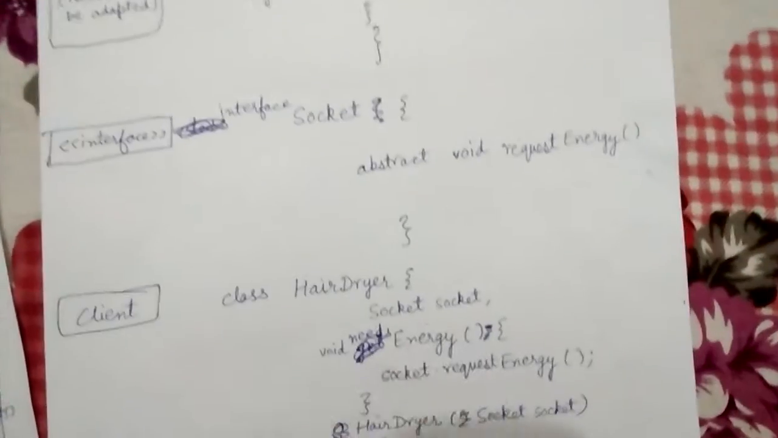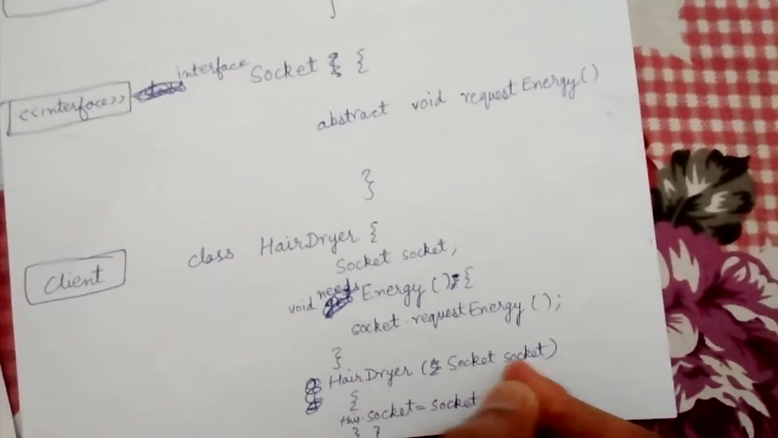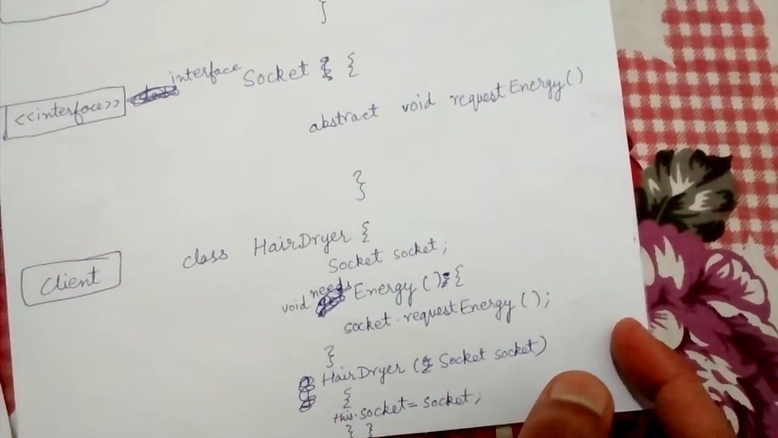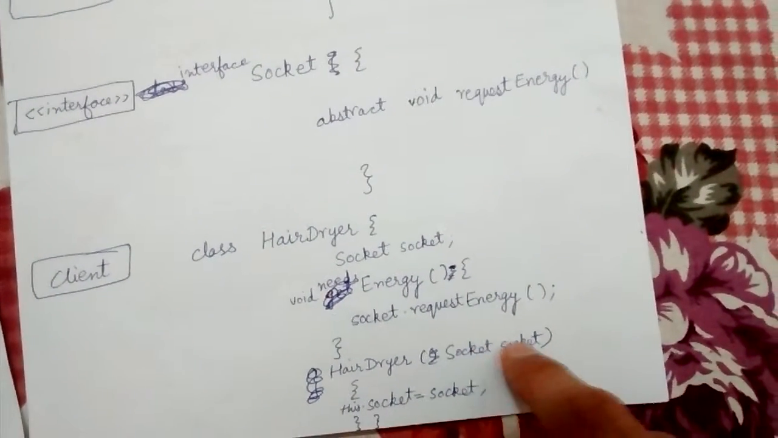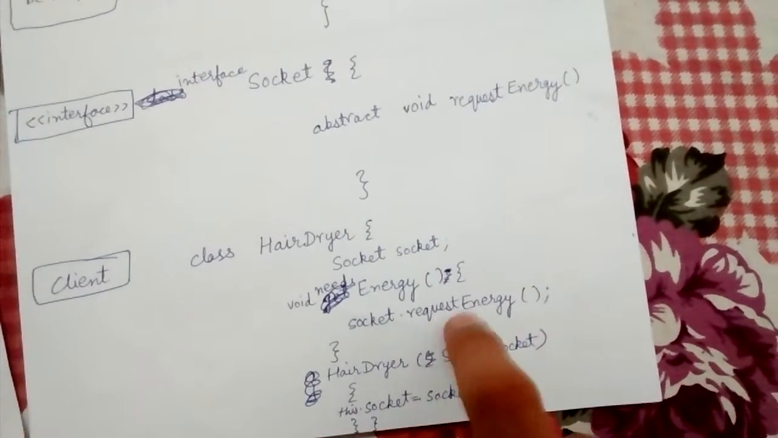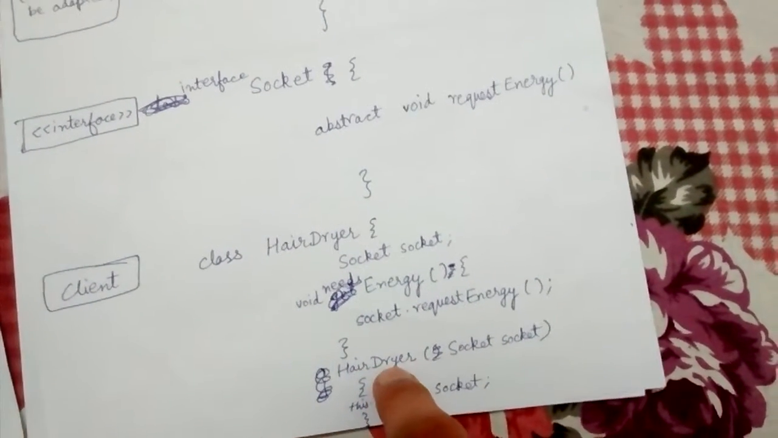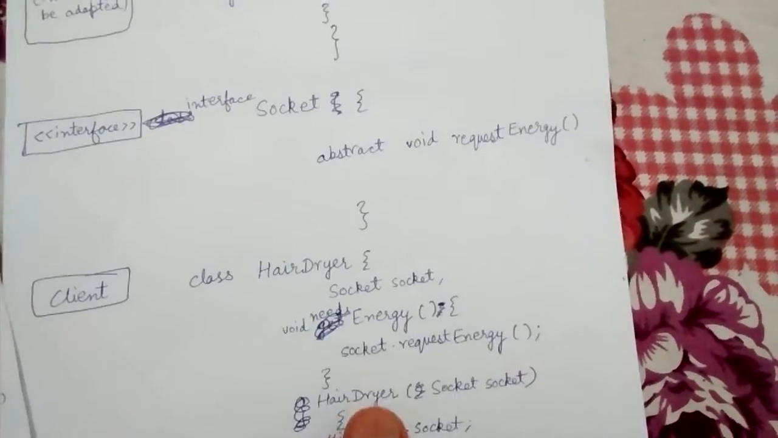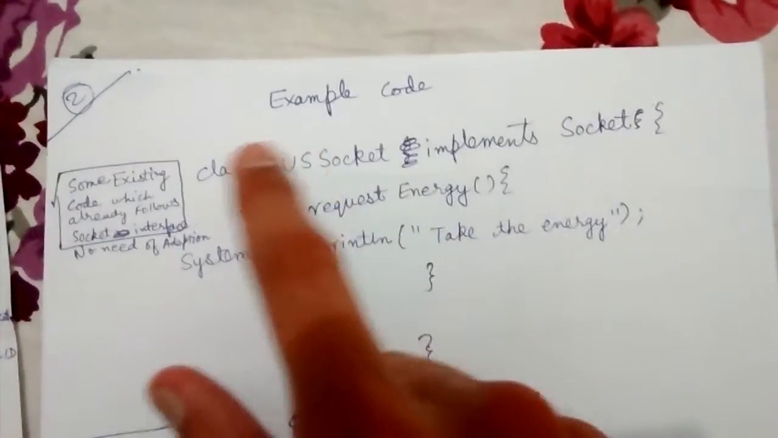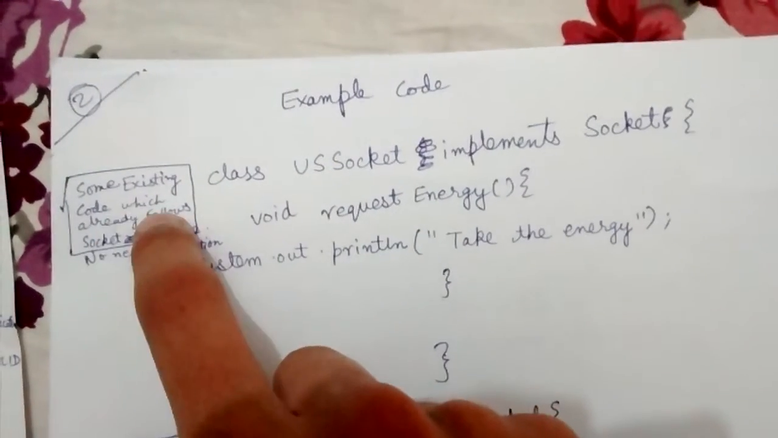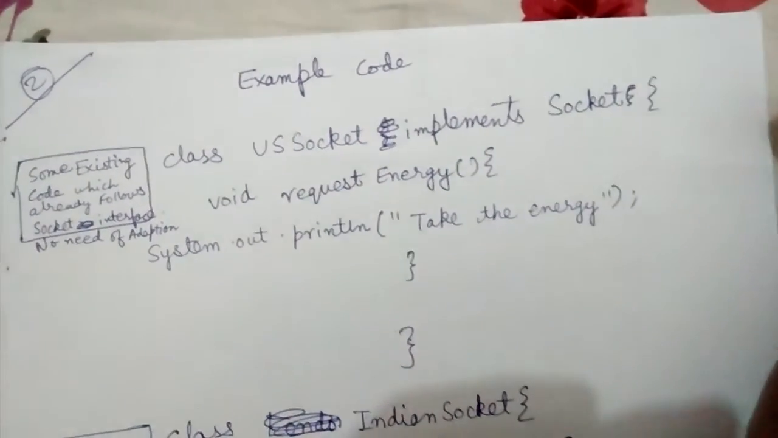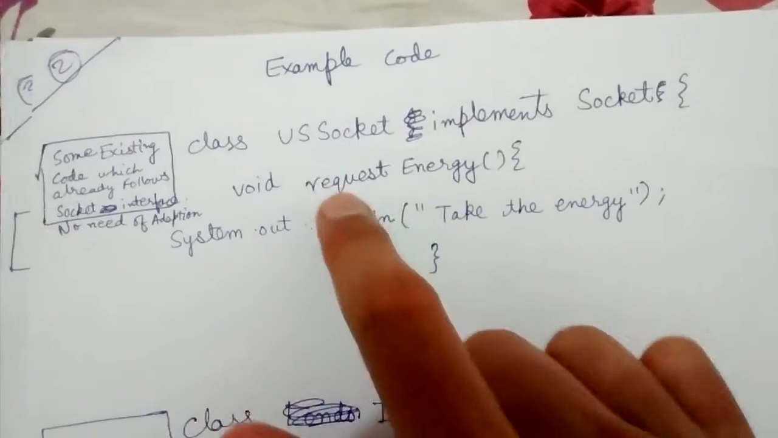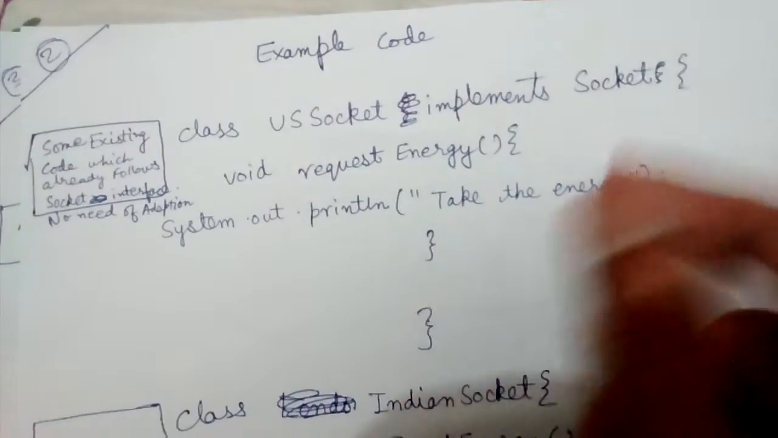This socket reference is an interface, so it can refer to any of its subclasses' objects. Let's look at one of its subclasses. Any of the subclasses can be passed in the hairdryer constructor by the Liskov substitution principle. Cool. This is some existing code which need not be adapted because it already implements socket and our client is familiar with the socket interface. This US socket has a request energy method which is printing take the energy. Cool. So this is some existing code.